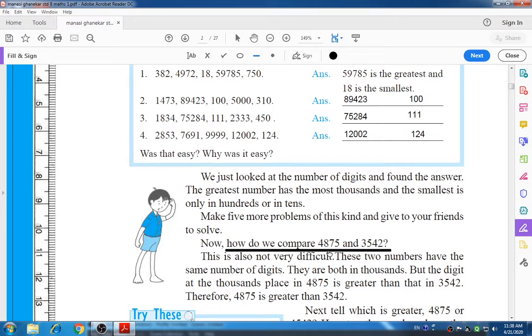4,875 consists of 4 digits, and 3,542 also consists of 4 digits. They are both in thousands. Is it right? But the digit at the thousand place in 4,875 is 4, which is greater than that in 3,542. In 3,542 at the thousand place there is a 3. If we compare 4 and 3, we get the answer that 4 is greater than 3. Therefore 4,875 is greater than 3,542. Do you get this?